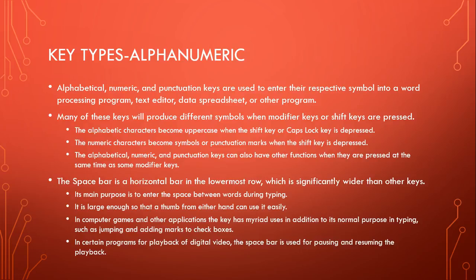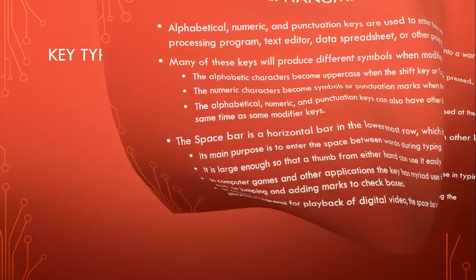Now, the space bar, of course, is a horizontal bar that's in the lowermost row, which is significantly wider than most keys. Obviously, this is something we're very familiar with, but the main purpose of the space bar is to enter a space between words during typing. It is large enough so a thumb from either hand can find it easily, and in computer games and other apps, the key has a myriad of uses in addition to its normal purpose in typing, such as jumping and adding marks to checkboxes. In certain programs for digital video playback, the spacebar is typically used for things such as pausing and resuming playback.